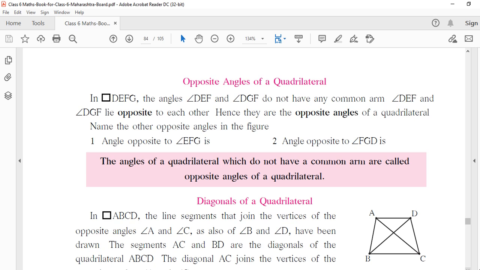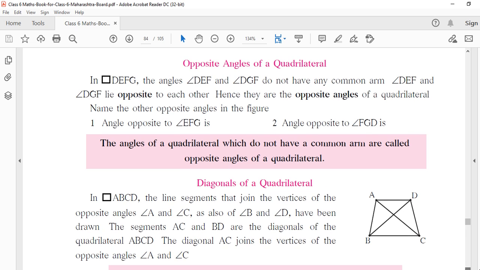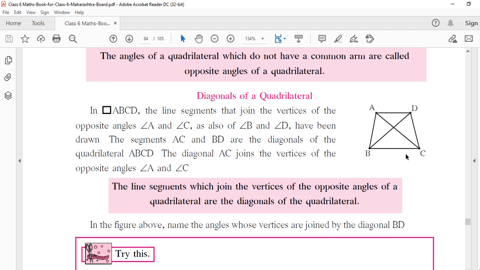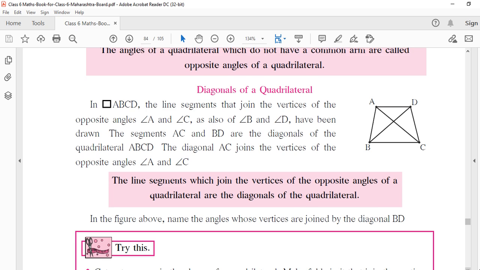Now let's move on to the next, which is opposite angles. Opposite angles are very easy. Angle B and angle D are opposite angles. Angle A and angle C are opposite angles. Next is diagonals. When you join the opposite vertices of a quadrilateral, they are called diagonals. When you join the opposite vertices, point A and point C, this segment AC is called a diagonal of the quadrilateral. Similarly, BD is also a diagonal of the quadrilateral.